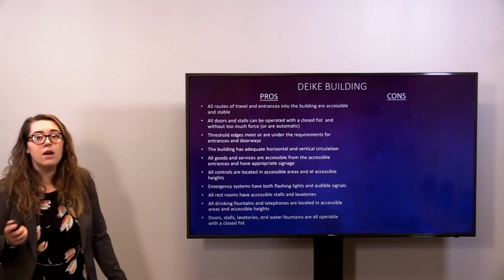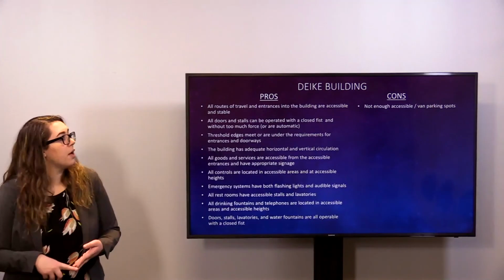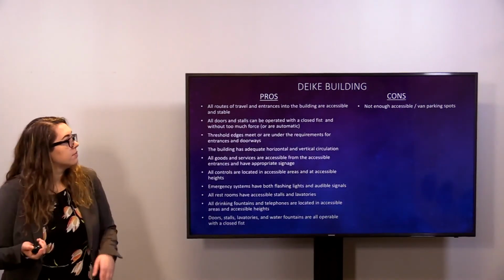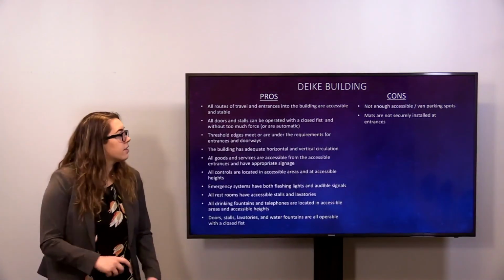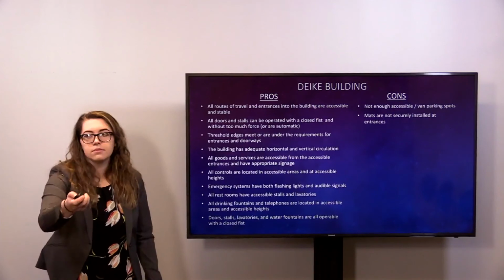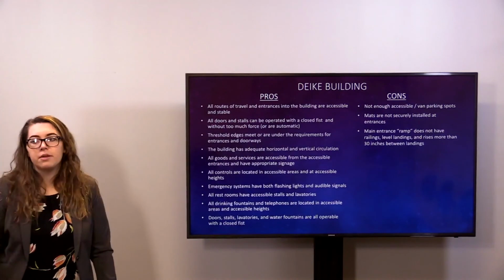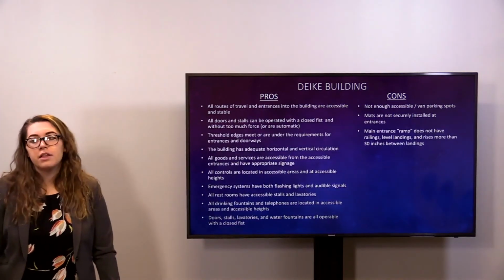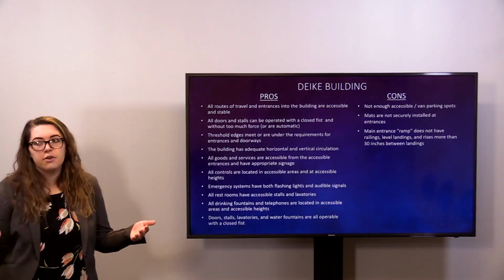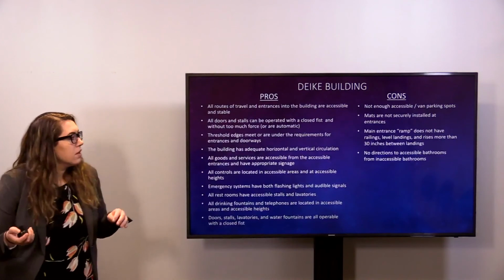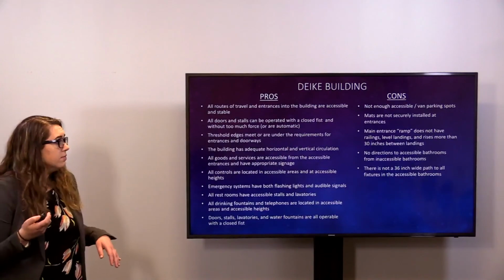And now onto the cons of the building. First being there are not enough accessible parking spots or van parking spots. The mats are not securely installed at the edges. The main entrance ramp, which is more of an incline slope, as we said before, does not have railings or level landings, and rises more than 30 inches between the landings. There are no landings either. There are no directions to accessible bathrooms from the inaccessible ones.